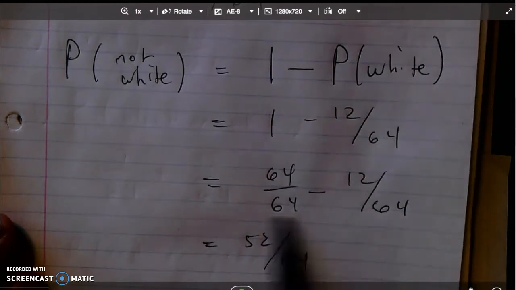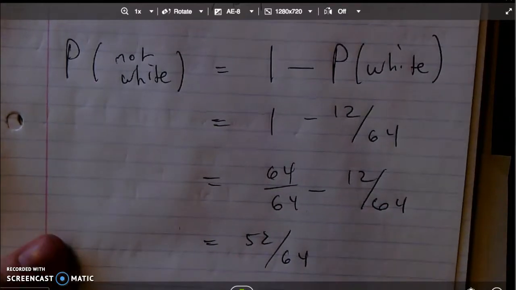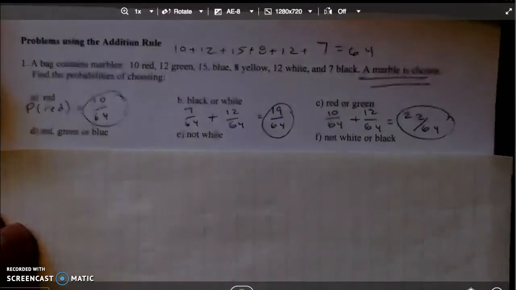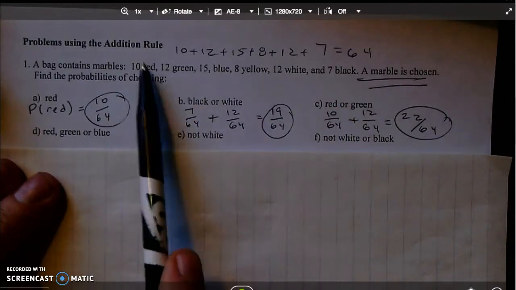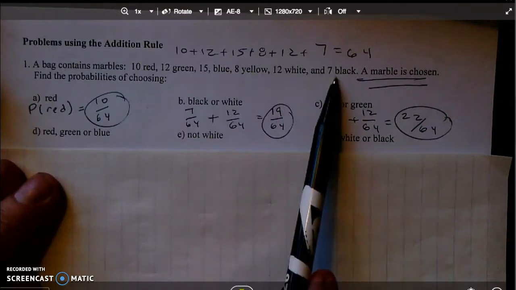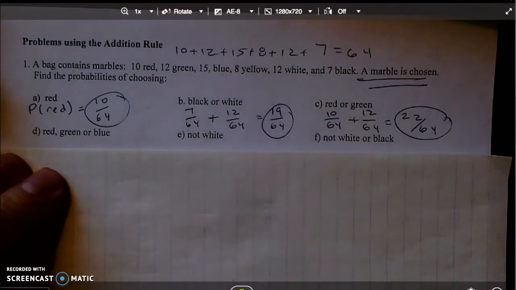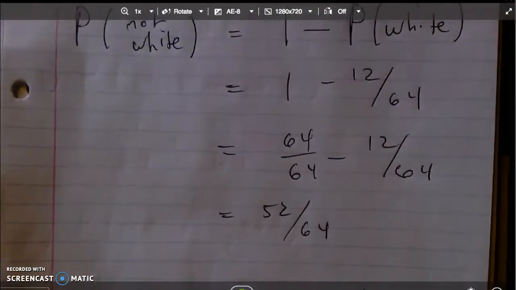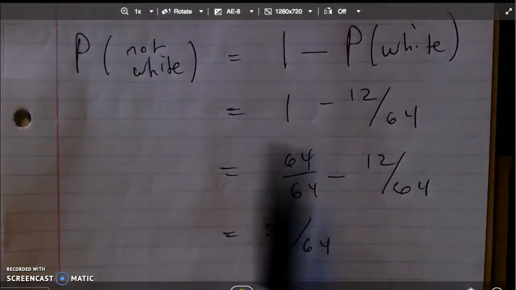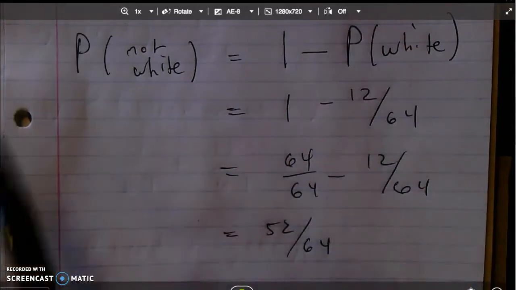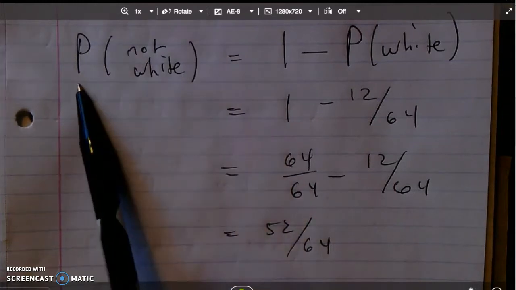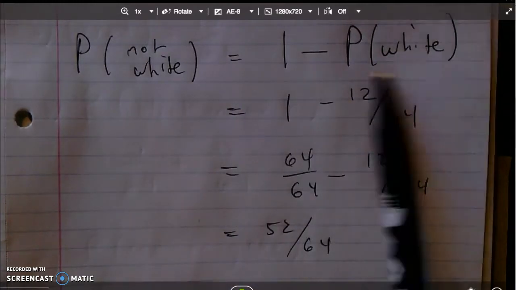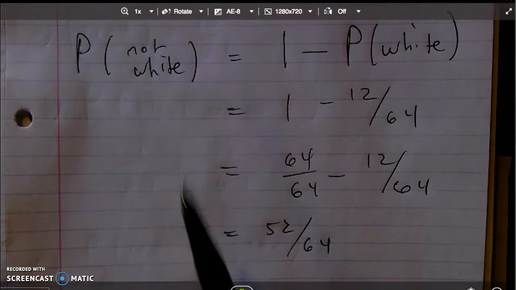Now, of course, the other way to arrive at 52 out of 64 is to simply add all these probabilities here, except for white. 10 plus 12 plus 15 plus 8 plus 7 is going to also get me to 52 out of 64. But I would say this way of thinking with the complement is really powerful, can get you out of a ton of jams. And just remember that. So if I'm not white, well, 1 minus the probability that I am is going to give me that probability, okay?